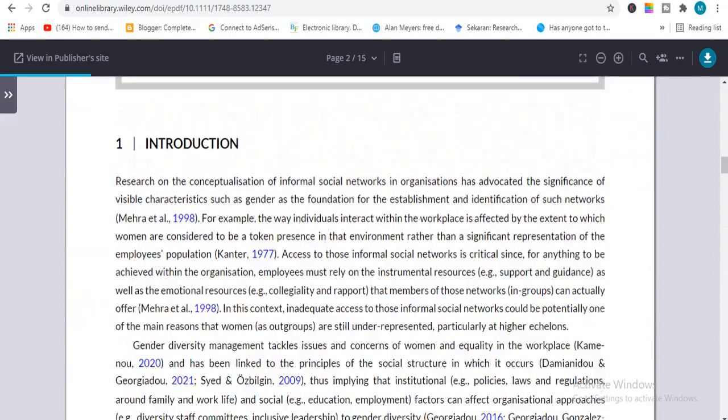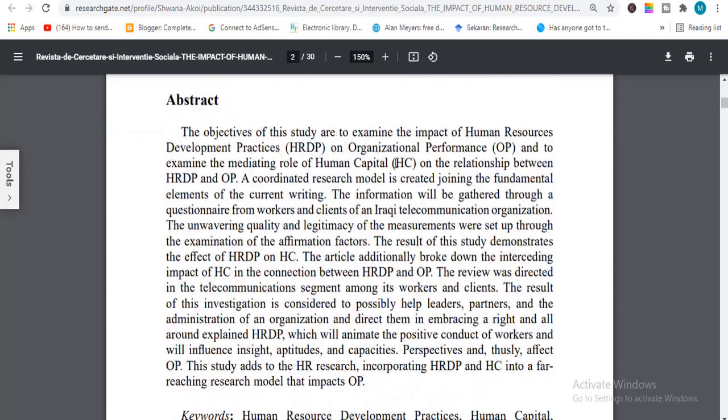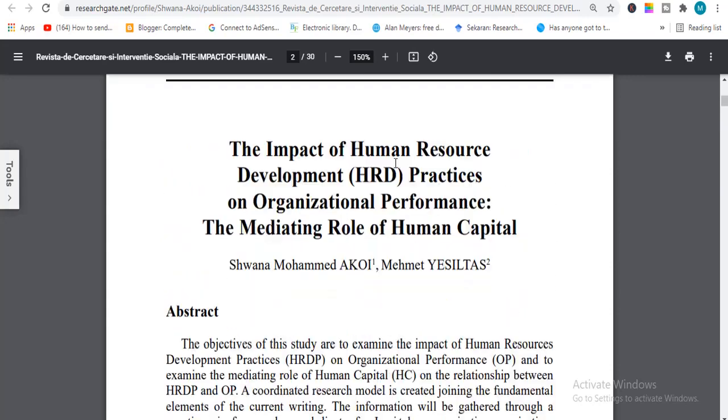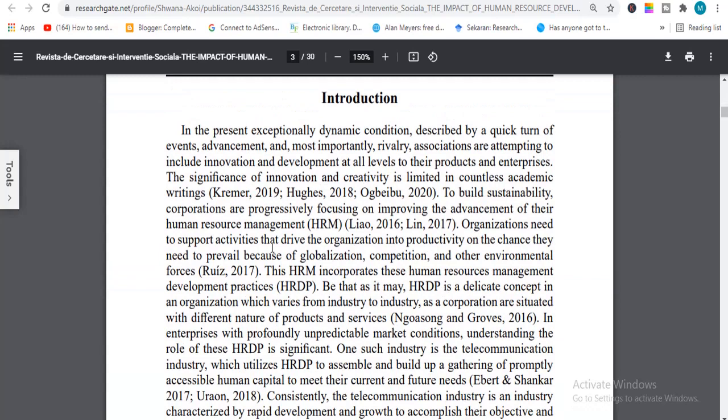Now I will show you the introduction of another paper. Here it is. Let me show the topic of this paper. The topic is the impact of human resource development practices on organizational performance with the mediating role of human capital. So here is the introduction. They start with: in the present exceptionally dynamic conditions. This is the opening statement of the introduction.